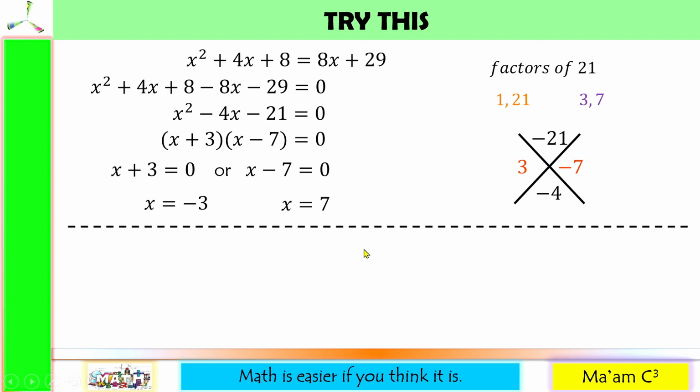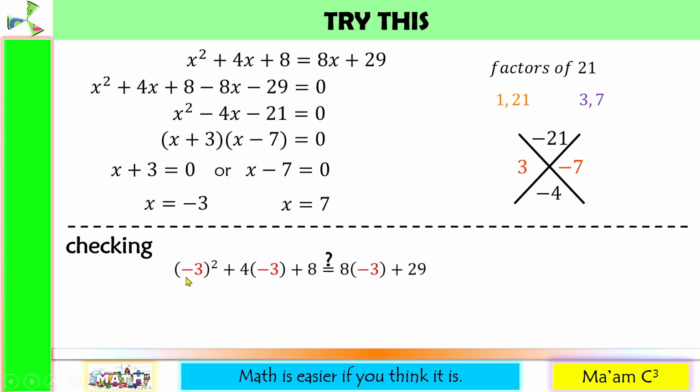Now, let us check our answers. Let's start with negative 3. Let us substitute negative 3 in all of our x's here. So we have negative 3 squared is positive 9. 4 times negative 3 is negative 12. 8 times negative 3 is negative 24. 9 minus 12 is negative 3. Negative 3 plus 8 is 5. Negative 24 plus 29 is also 5. So 5 is equal to 5.